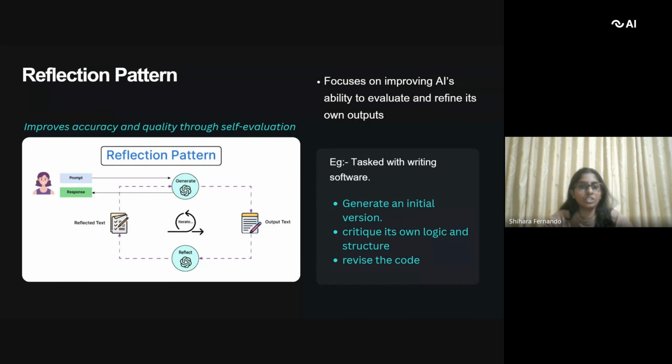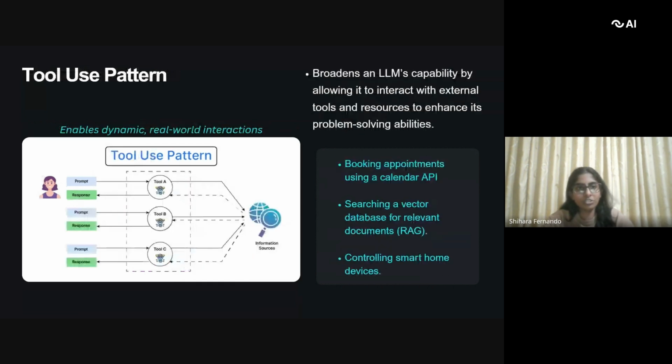So for example, if we give a large language model a prompt to generate software, like the code, we get the output code from the first prompt. We analyze it, and we go through the code and check whether the output is correct or not. If it can be accepted, we take the output, or else we again give a better prompt in order to generate until we get the perfect output. So that's what happens in the reflection pattern. So next we have the tool usage pattern.